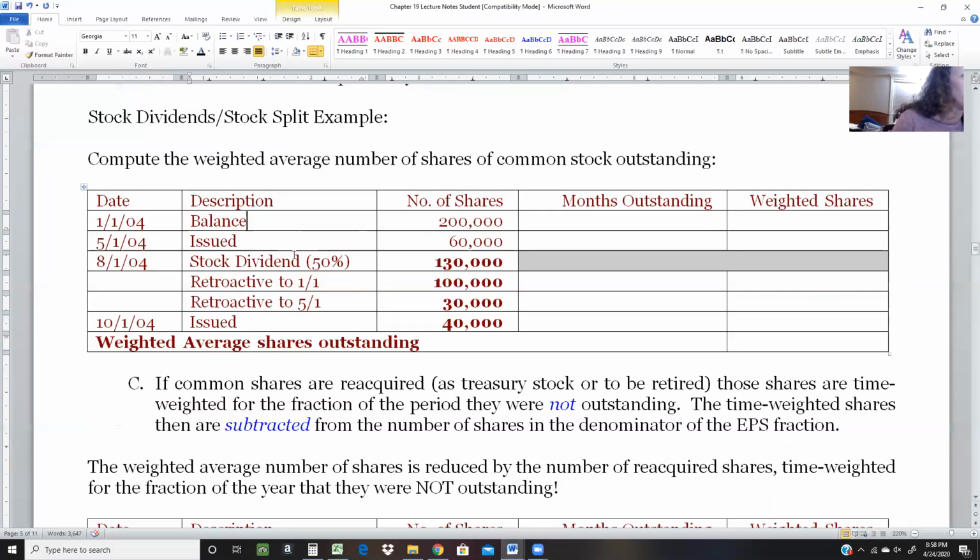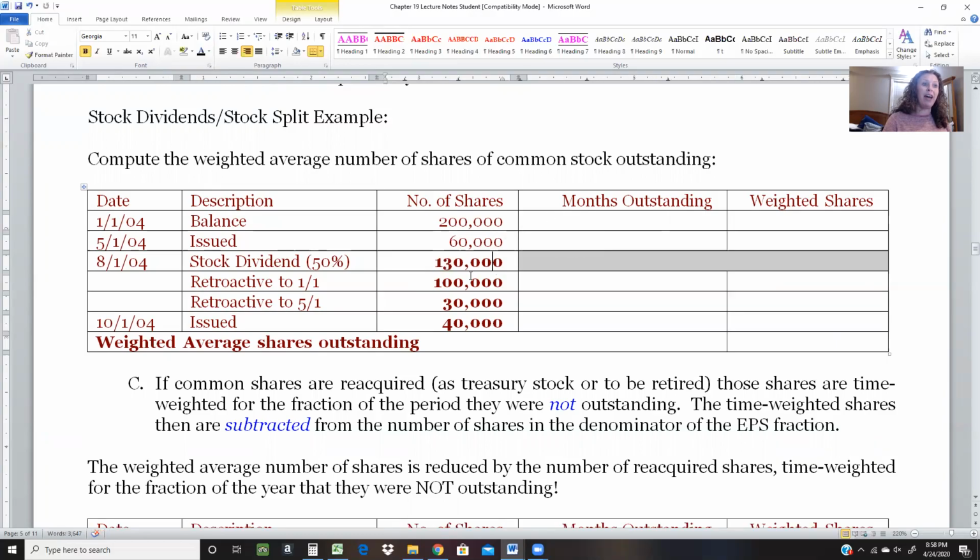On this example, we're going to start off, and I think I changed the dates a little, but maybe not. Yeah, I think I moved that one to 5/1. So we're going to start off on January 1 with 200,000 shares. On May 1, we're going to issue an additional 60,000. On August 1, you're going to do a stock dividend of 50%. So that means that you're going to dump an additional 130,000 shares out into the market. This 130,000 shares is because right now there's 260,000 out there, and so the 130,000 is half of that.